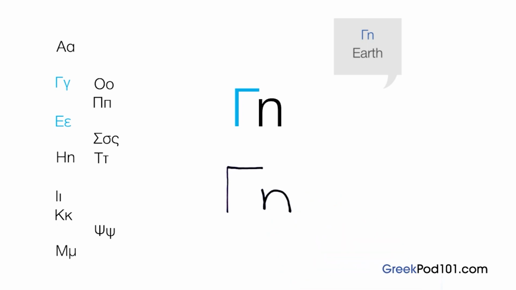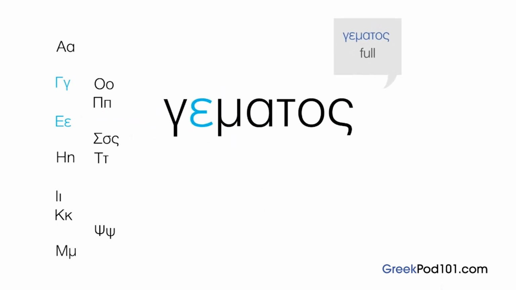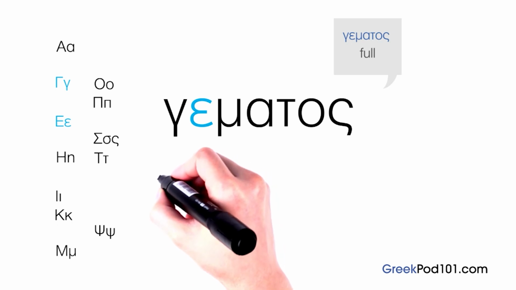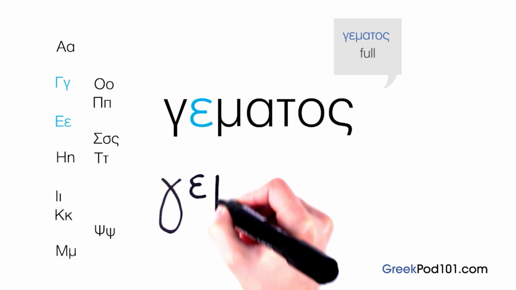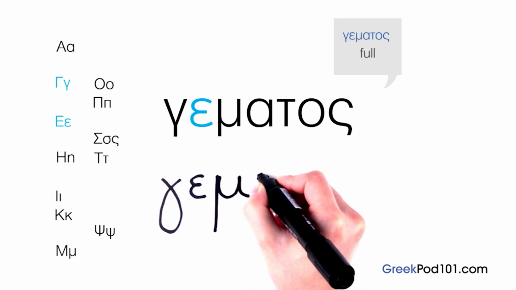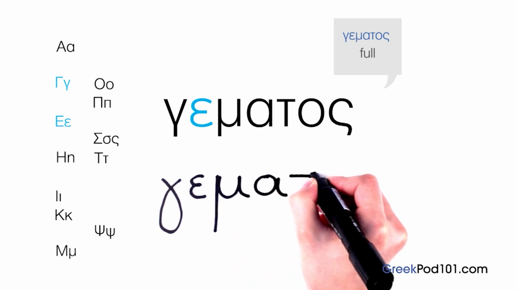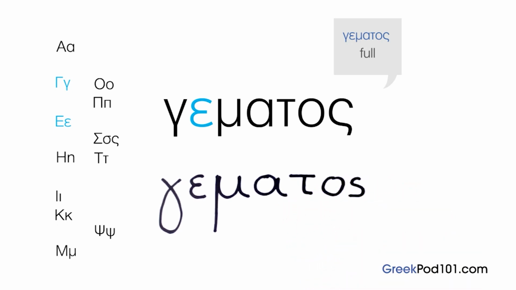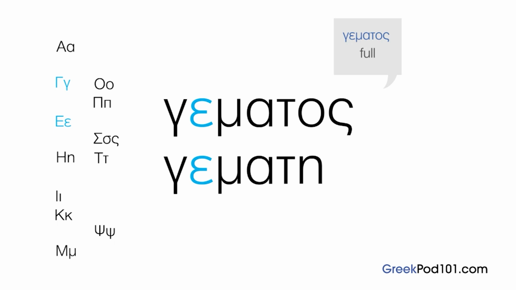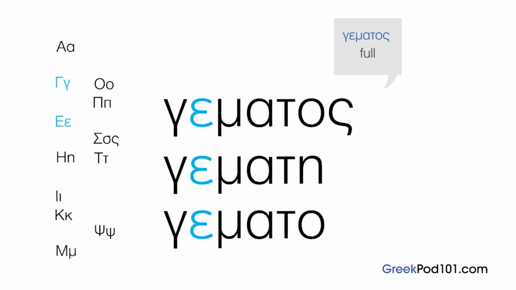Yi. This was short, so let's write something longer, like full. In Greek, it's yamatos, and it's written like this. Yamatos. Notice though that this is the masculine form. For the feminine, you should use yamati, and for the neutral, yamato.